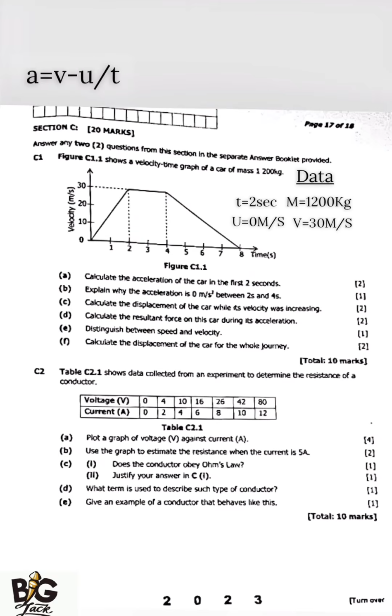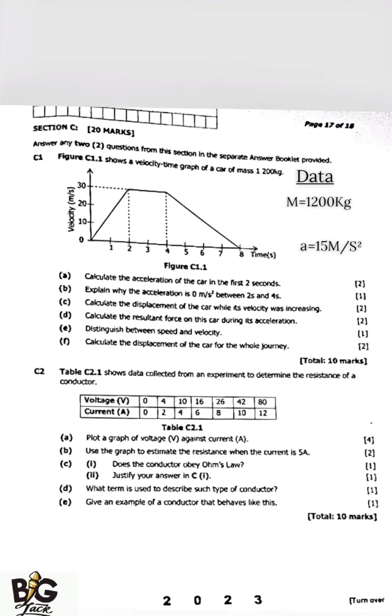Acceleration is equal to final velocity minus initial velocity divided by time. Our final velocity is 30, so 30 minus 0, divided by 2 seconds, and the answer is 15. Since acceleration is measured in meters per second squared, the answer is 15 meters per second squared. That was question A.